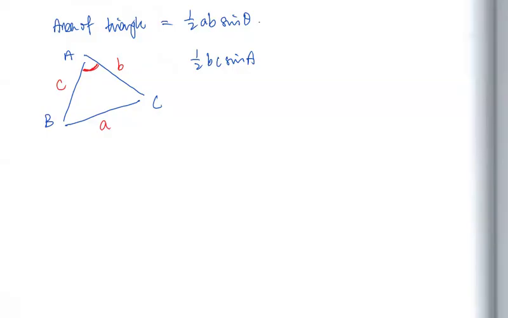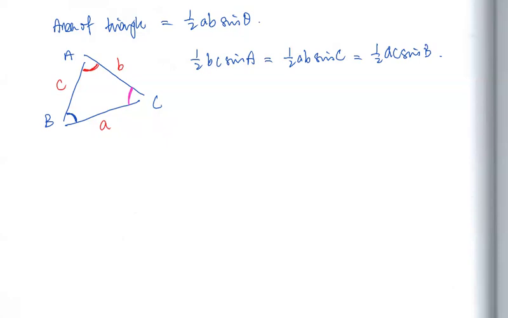Okay, then I change my perspective a bit. Now I take this one. If I refer to angle C, my area will be half AB sine C. Finally, I can also refer to this angle B here, half AC sine B. Now notice, because this is the same triangle, the area must be the same. So all of these expressions are equal.